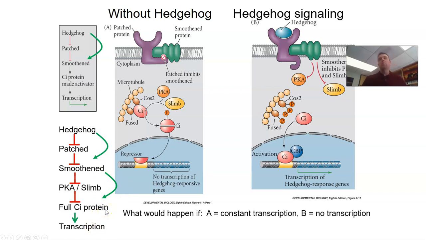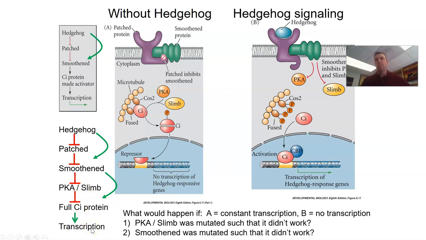Okay, so my question for you: what would happen if PKA and SLIM were mutated so that they don't work? Would it be constant transcription, transcription always on, or no transcription? Well, if PKA and SLIM are mutated such that they don't work, then you never have Ci inhibited. Even if there's no hedgehog, PKA and SLIM are not cleaving Ci. Ci is always active, and you're always going to get transcription. If you don't have this inhibitor, there's no way to inhibit transcription.